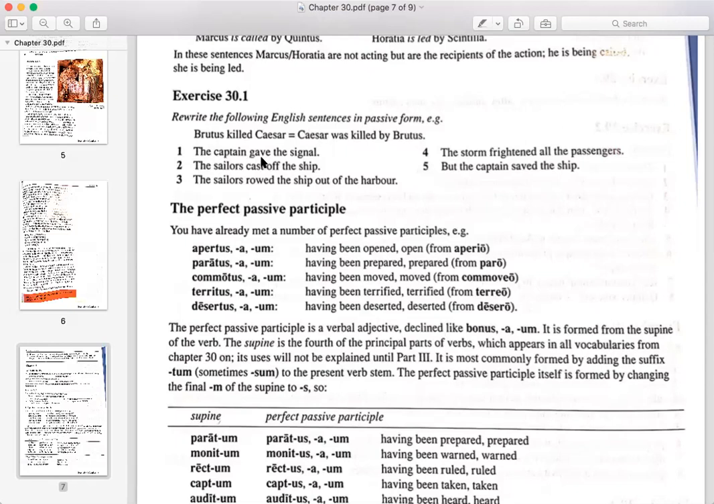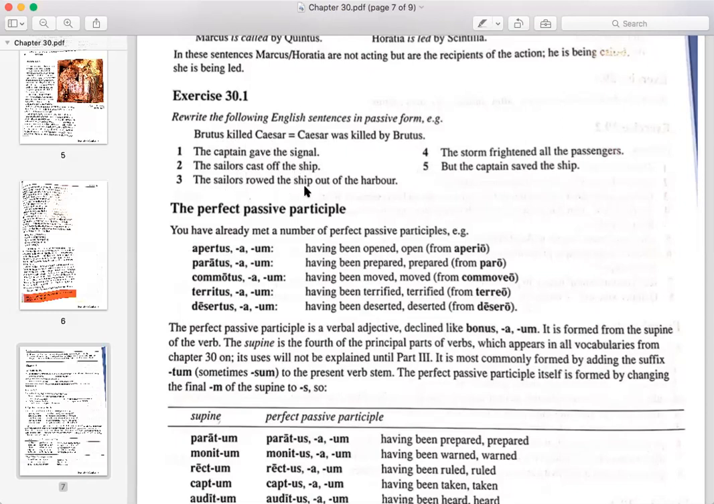So the captain gave the signal. How would we flip the subject and the object there? You could say the signal has been given by the captain, wherein the signal is the recipient of the action. The sailors cast off the ship. We would just flip it. So the ship was cast off by the sailors.